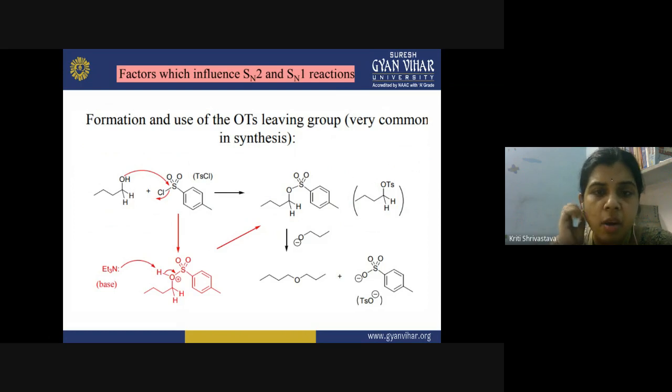Then the effect of the tosylate. Tosylate groups are very commonly used, and in the tosylate group, the protection of the hydroxide group is performed by using TsCl, tosyl chloride, and the hydroxide group is now protected. Once the reaction is performed, the hydrolysis is done, and the hydroxide group is regenerated. So the tosylate is a very good leaving group, and it is very commonly used in synthesis for the protection of the alcoholic group.